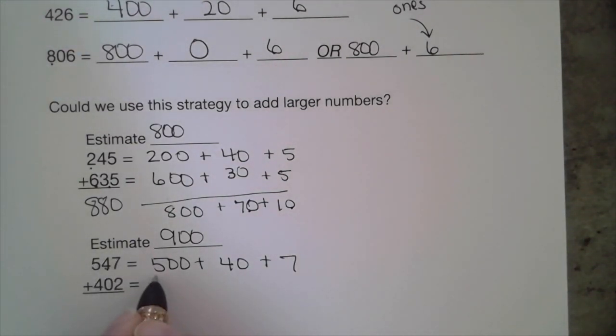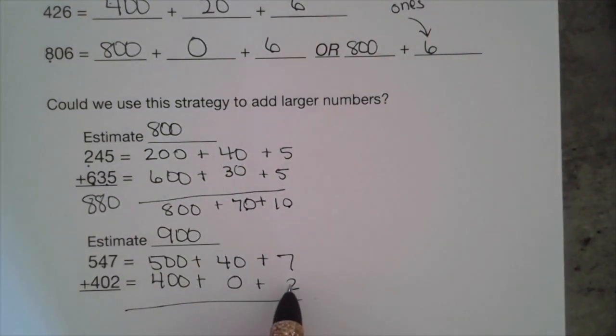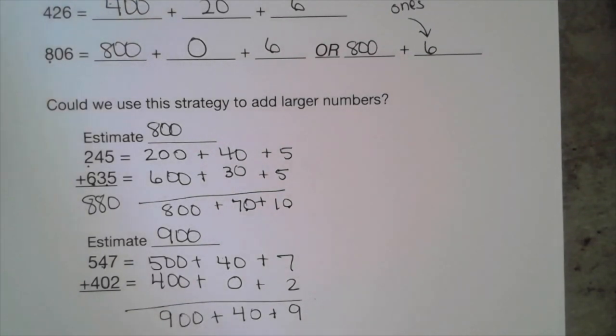Okay, this 400. Now, it's a good idea to go ahead and put that 0 placeholder there because you know you're not adding any tens. You can skip it, but you have to make sure you write your ones in the ones place. 7 plus 2 is 9. 40 plus nothing is 40. And then 500 plus 400 is 900. So 900 plus 40 is 940. And 940 plus 9 is 949. Okay.